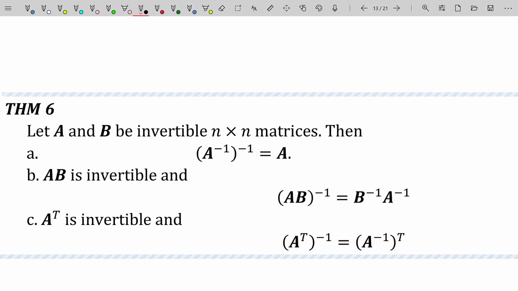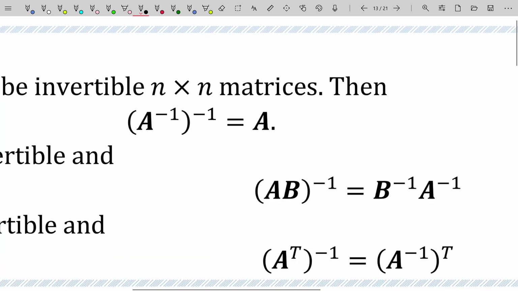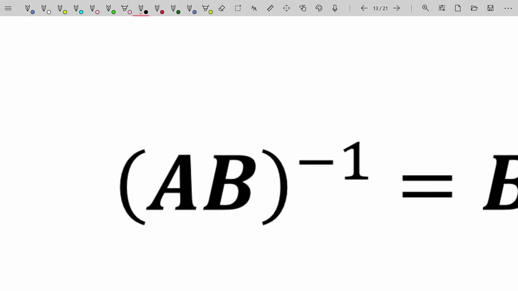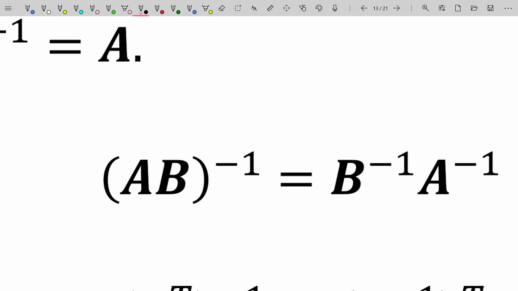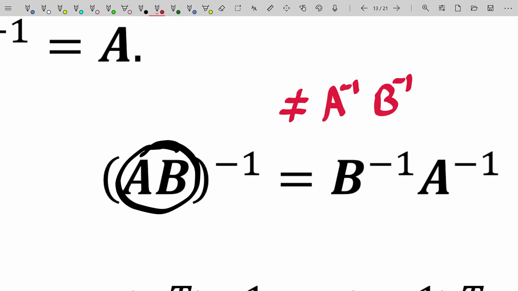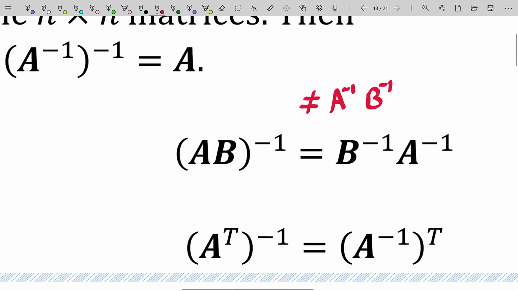The second property, A times B is still invertible. So if A and B are invertible, then their product is also invertible. And by the way, the inverse of their product is B inverse A inverse. So the inverse of a product is sort of the product of their inverses, but in reverse order. It's a commuted inverse product. So note, this is not A inverse B inverse. That is not what this is. It is actually the other way around. So that kind of throws people off. Just be aware of that.